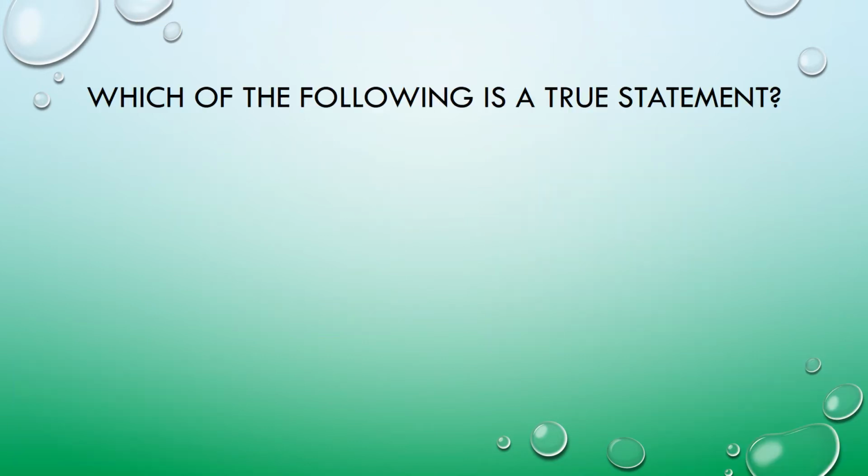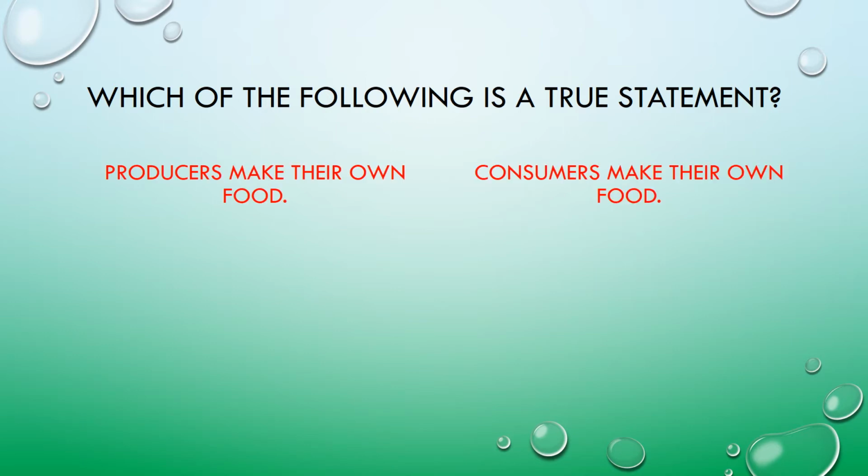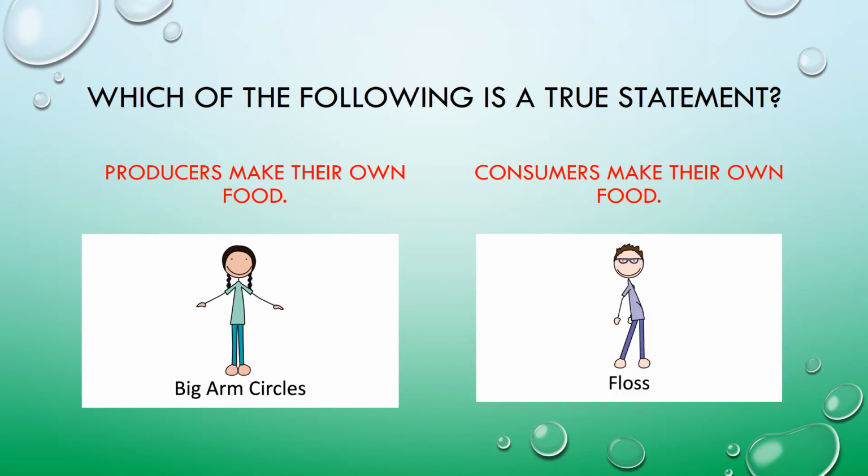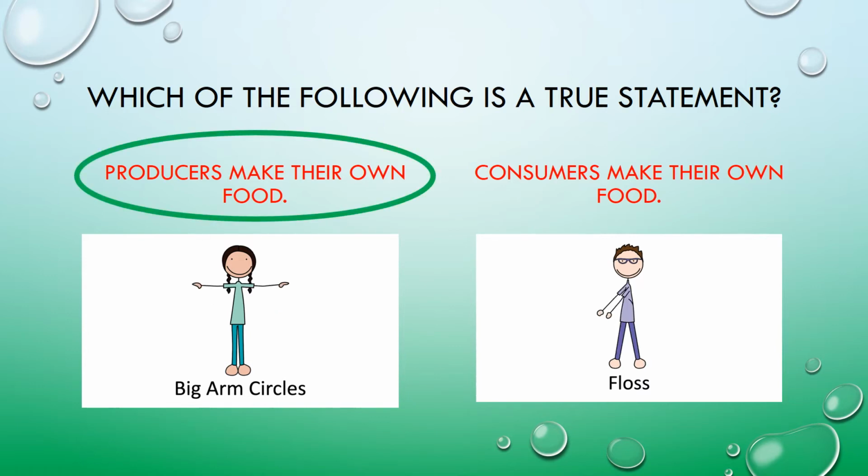Here's our next question. Which of the following is a true statement? Producers make their own food, or consumers make their own food? If you think it's producers make their own food, I'd like for you to stand up and do arm circles. If you think consumers make their own food, I'd like for you to floss. Ready? Go. And stop. Producers make their own food, so hopefully you were doing arm circles.